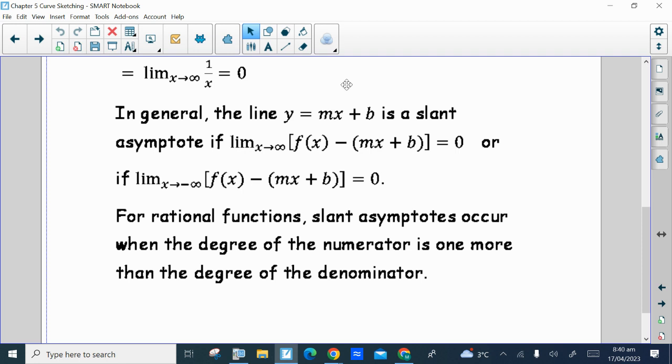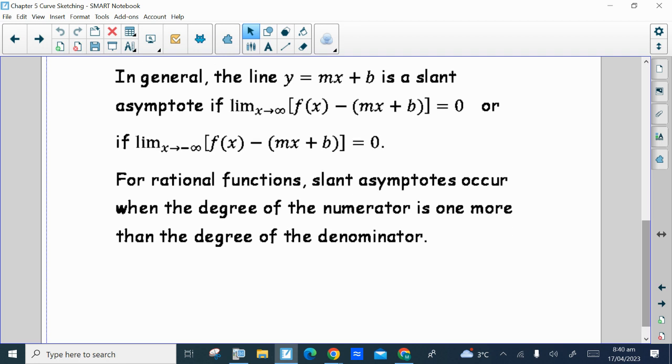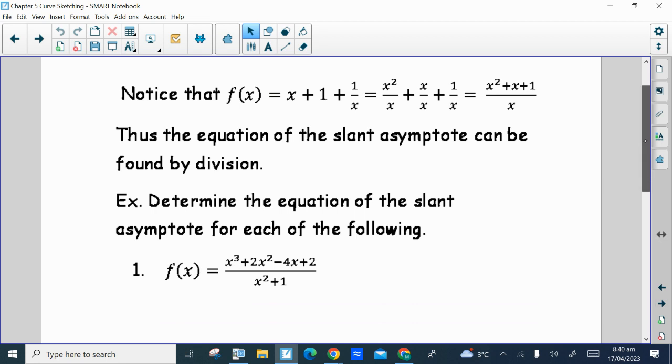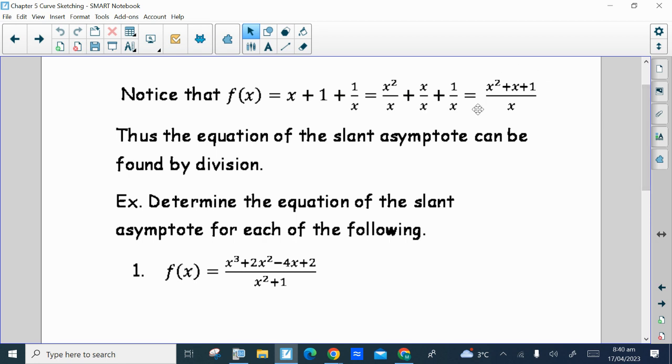So you don't have to go back and see if the statement above is true or not. As long as the degree of the top is 1 more than the bottom, you will have a slant asymptote. Okay? So if you take that original expression, x plus 1 over x, and you get a common denominator of x, this is the rational expression. And again, the degree of the top is 1 more than the bottom, so that's why you have a slant asymptote. And to find out what that slant asymptote is, you'd actually divide.